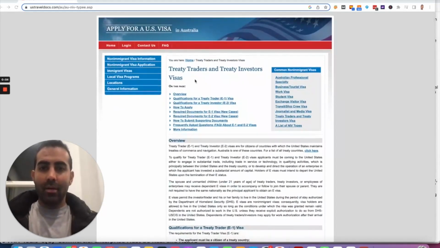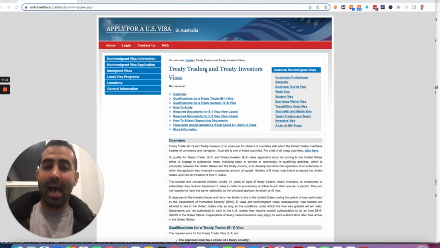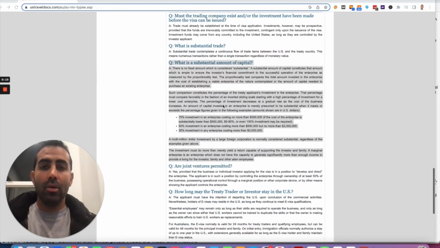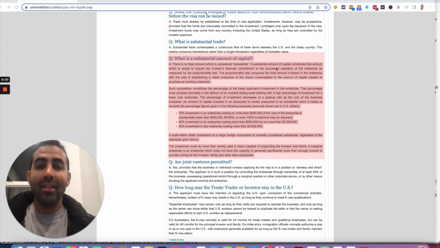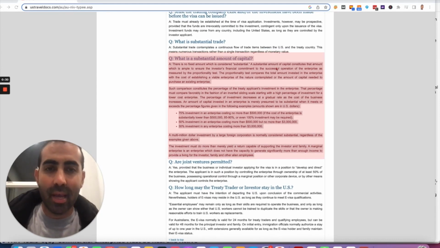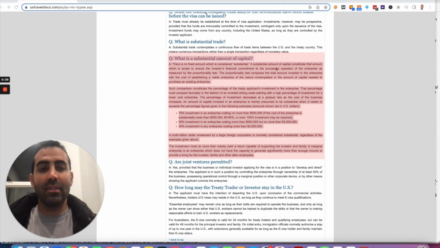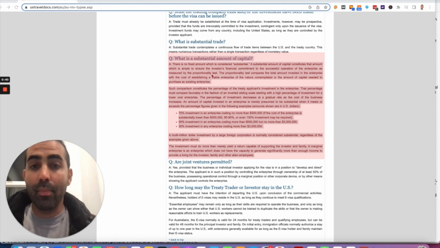As you can see here, treaty traders and treaty investor visas apply for a US visa in Australia. We're looking at the guidance from the US embassies and the US consular posts in Australia. I'm just going to scroll down to where the question is, what is a substantial amount of capital? And here it goes on to say, there is no fixed amount which is considered substantial. A substantial amount of capital constitutes that amount which is ample to ensure the investor's financial commitment to the successful operation of the enterprise as measured by the proportionality test.